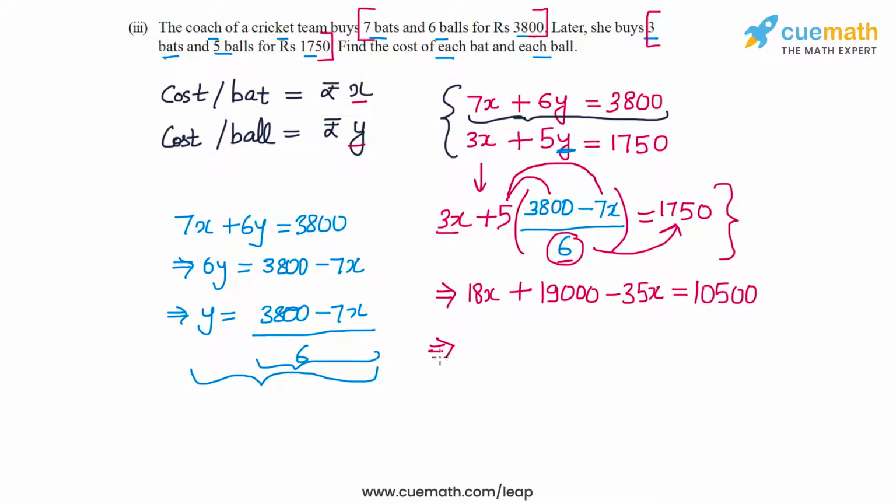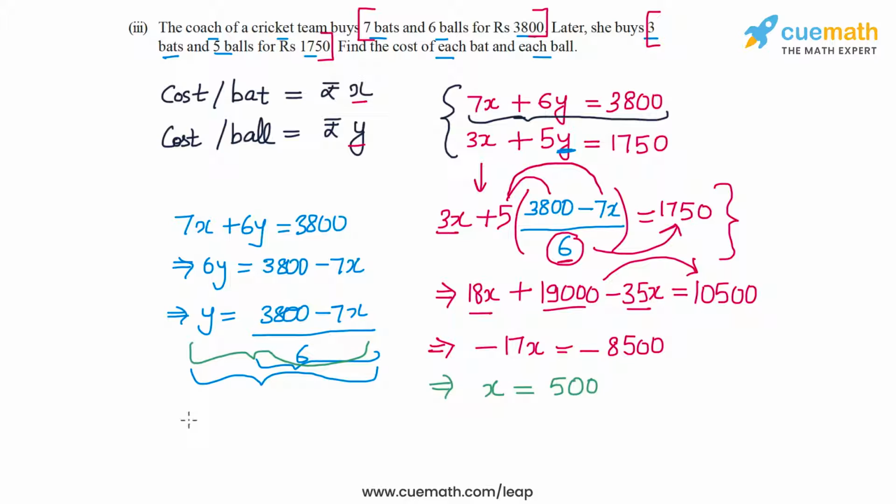So from here I get 18x minus 35x, so that's minus 17x, and I can take this 19,000 to the right side, subtract it from 10,500, and this will give me minus 8,500. So this means that x is equal to minus 8,500 by minus 17, which is equal to 500. So x is equal to 500, and now I can use this expression for y in terms of x to find the value of y.